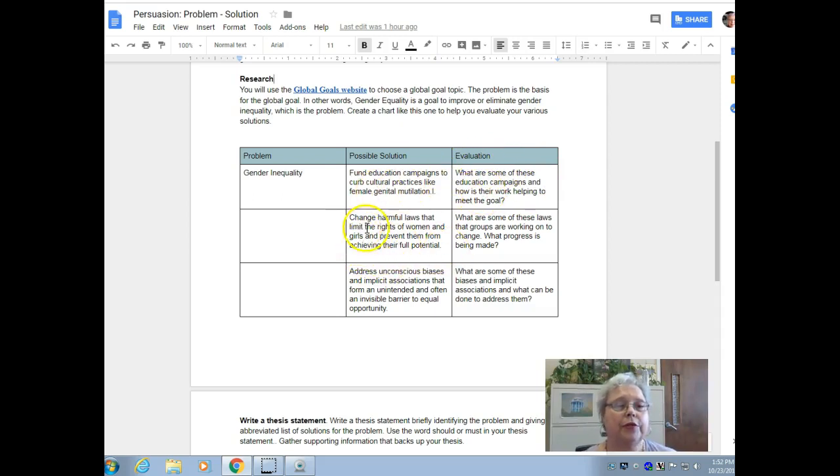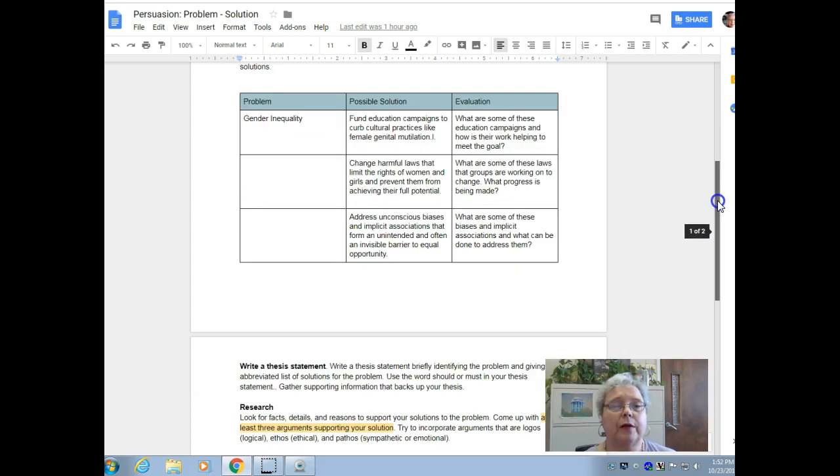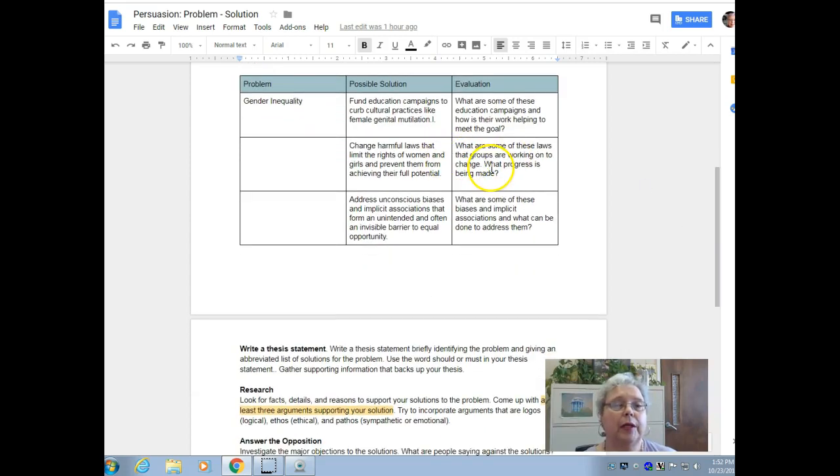Another possible solution: change harmful laws that limit the rights of women and girls and prevent them from achieving their full potential. What are some of these laws that groups are working on to change or to have passed? What progress is being made? Some places may already have some of these laws in place. What are they? How have they helped the problem?